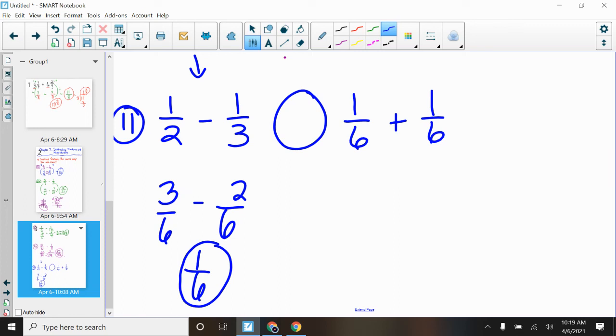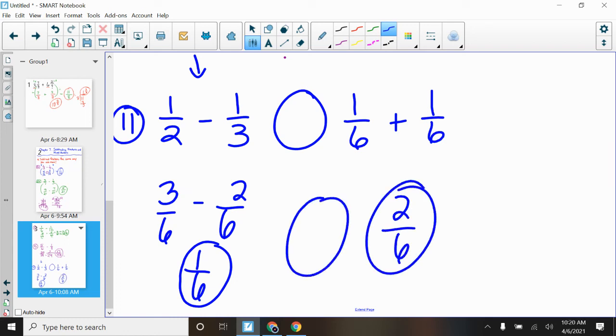Now let's move to the other side. This one already had a common denominator, didn't it? So I don't have to really even do any work except for just add. So what's 1/6 plus 1/6? 2/6. Okay. So now I can compare.